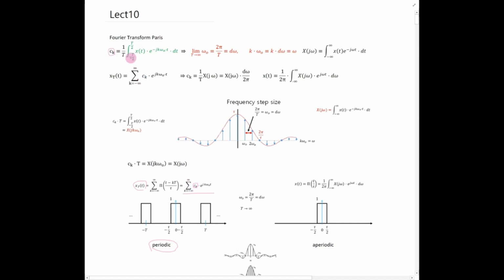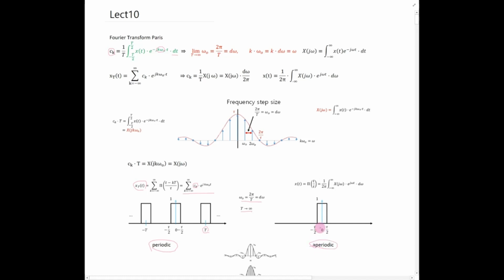We take the integration over one period and divide by the period, with x(t) times e to the minus jk omega 0 t. This means the kth harmonic component. Omega 0 is 2 pi over the period, and T is the period. So k omega 0 means the kth harmonic component, and taking the integration over one period will give the Ck. If we take T to go to infinity, then the signal becomes aperiodic.